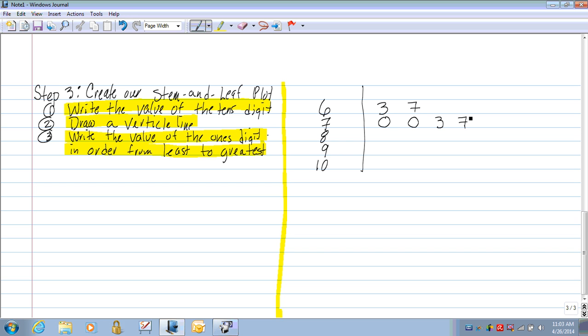Let's look at the scores in the 80s. We have an 80, so we have 8 tens, 0 ones. We have 2 83s, so here's 8 tens, 3 ones. 8 tens and 3 ones makes up 83. And we have 2 87s, so here's our 8 tens, 7 ones, and another 8 tens, 7 ones.